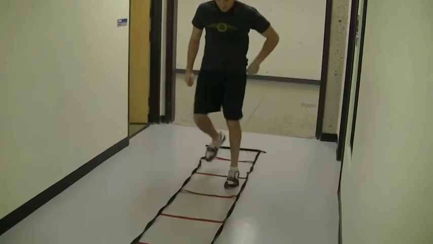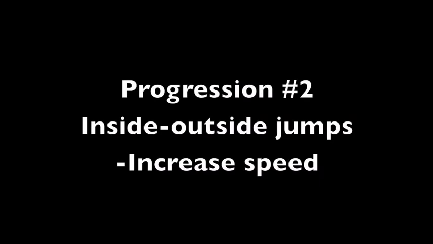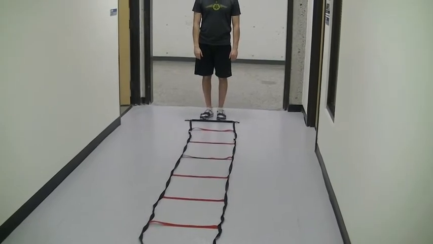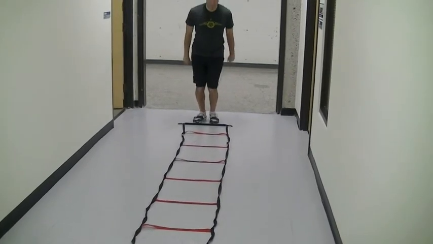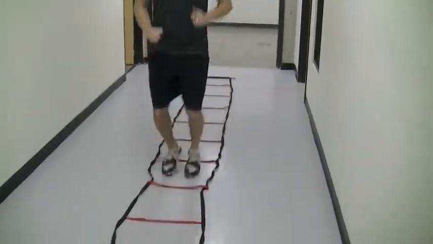This exercise can be progressed by increasing speed and complexity. For example, a next progression could be moving through the ladder quickly with 2 feet in each square. The next progression is inside-outside hops, where the patient jumps inside and outside of the ladder. Once the patient has mastered this, they can increase the speed.